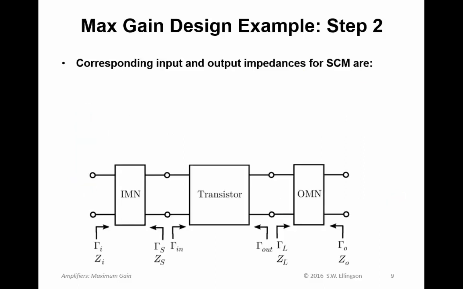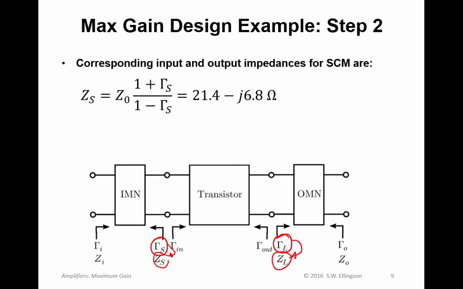Okay, now step 2. The corresponding input and output impedances for simultaneous conjugate matching. Keep in mind, what we have identified at this point is this value, gamma sub s, and this value, gamma sub L. These are the values that we have just computed. We need to convert these into impedances, Z sub s and Z sub L. Easily done. Here we go.